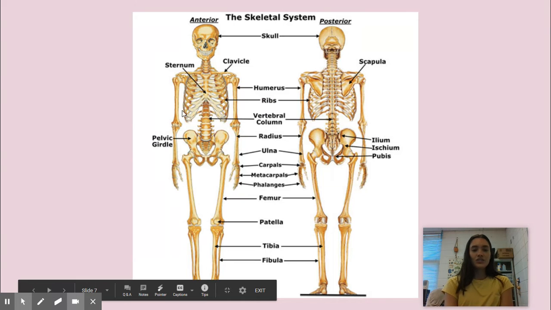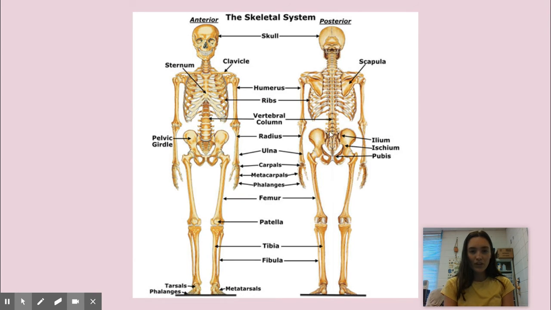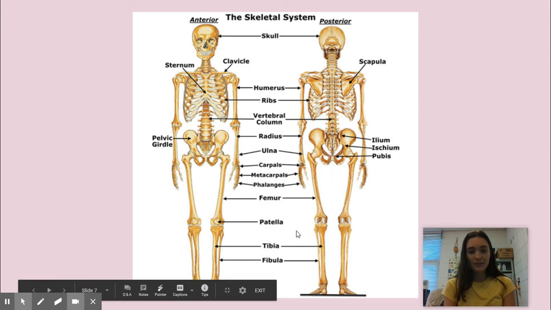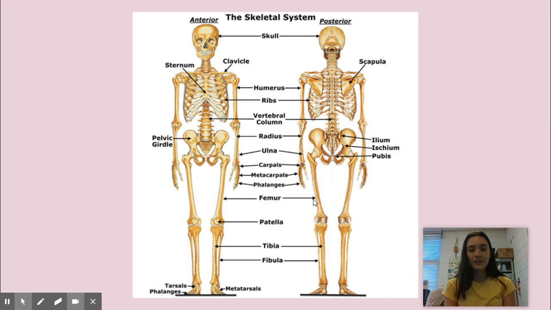Next, this is just a diagram of the different bones. We've got our tibia and fibula, patella, our femur. I feel like you've heard some of these. You might not have heard of your carpals or your ulna or your pelvic girdle or sternum or different things like that. But I just want you to take a little bit and look over this. You're not going to need to memorize these, but it is important to know that a patella is a bone, or a scapula is a bone. It's important to know that those are bones and not organs or something like that.